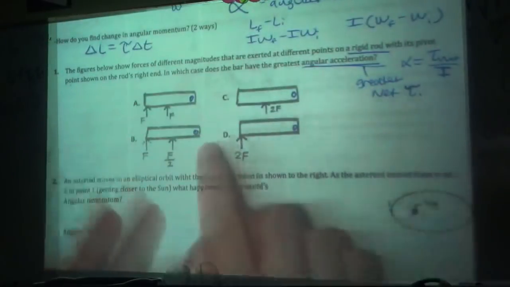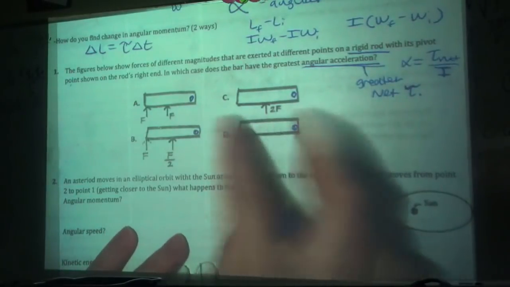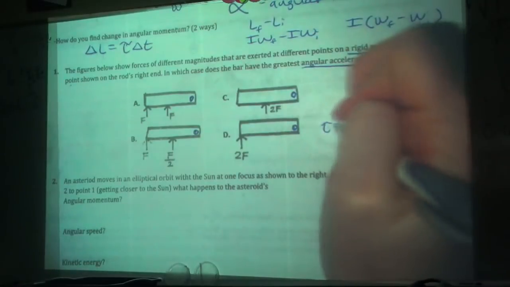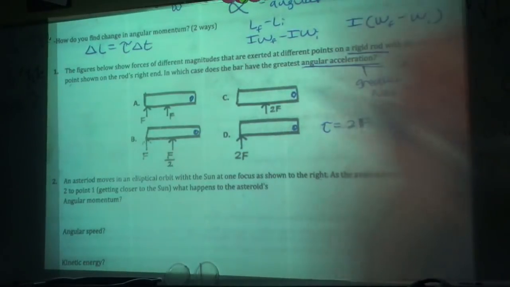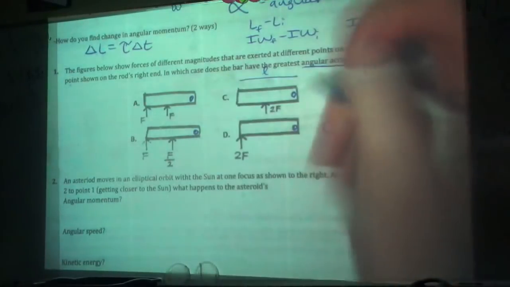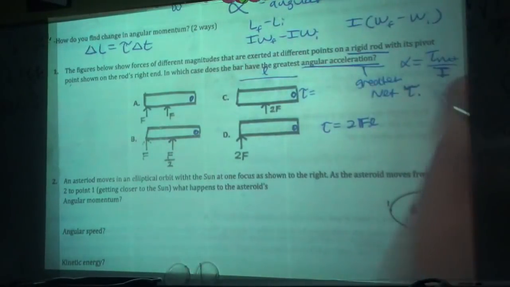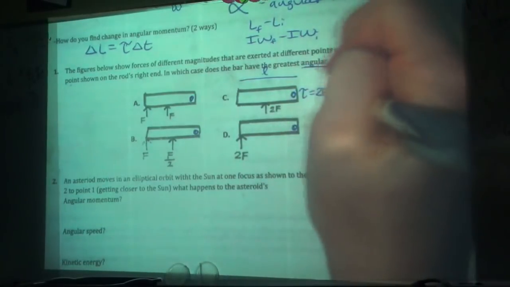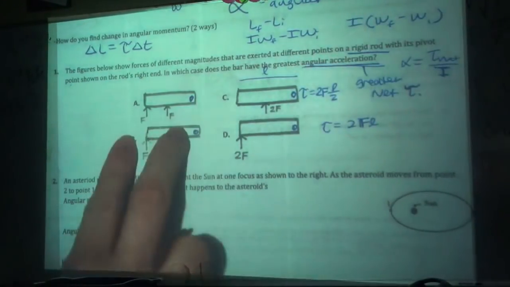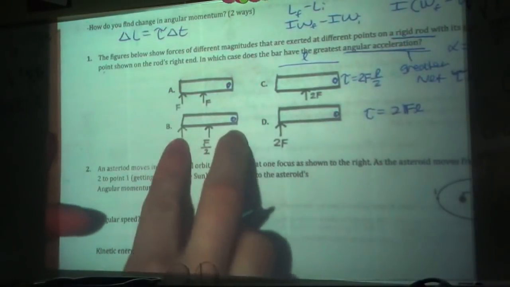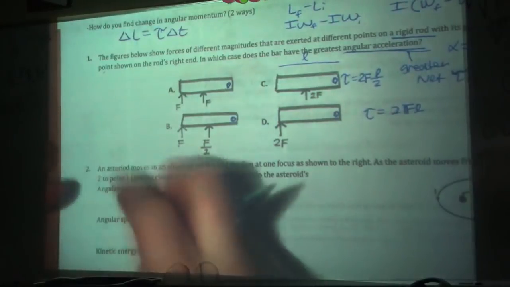If you look at D, it's just one force, so it only has one torque acting on it, so it would be 2F, and then let's call the length of it L, it would be 2FL. C also has just one torque acting on it. It has the same force, 2F, but it's acted on at L over 2. B has two torques, so I'm just going to add the two torques. Careful, you're not adding the two forces, because net torque is the total of the torques.